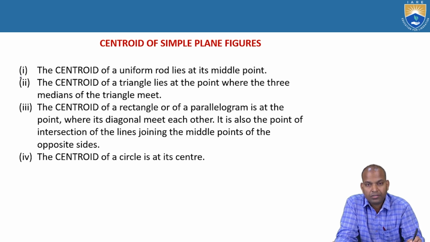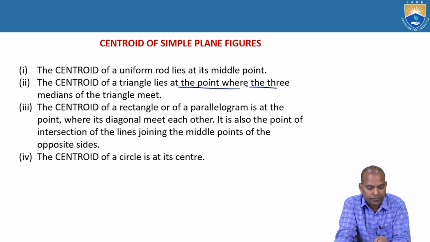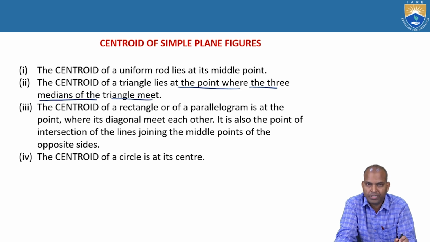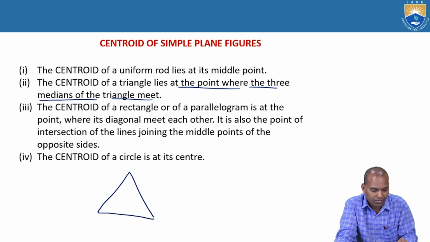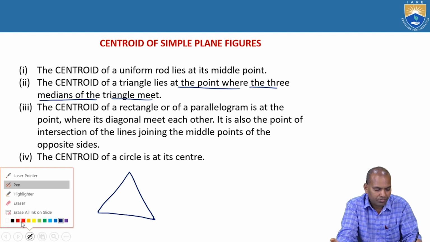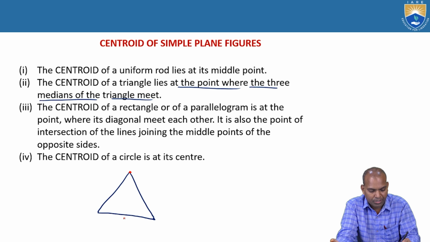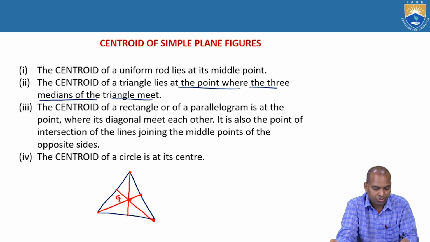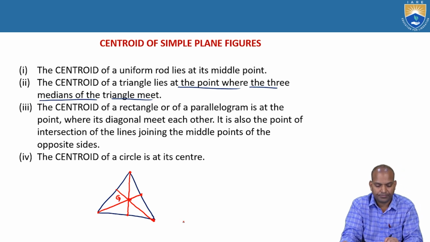And the centroid or center of gravity of a triangle lies at the point where the three medians of the triangle meet. What does that mean? It's very simple. If you consider an equilateral triangle or a right-angled triangle, join the three medians. A median joins a corner to the midpoint of the opposite side. From this corner to this midpoint, from this corner to this midpoint. This is G, the center of gravity.